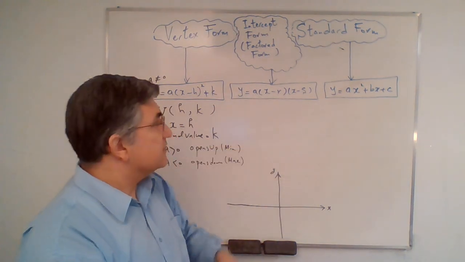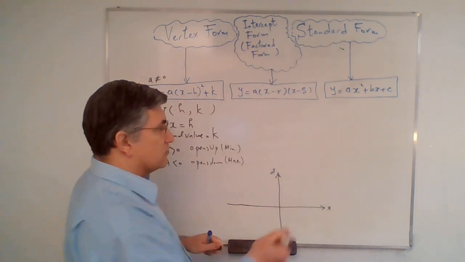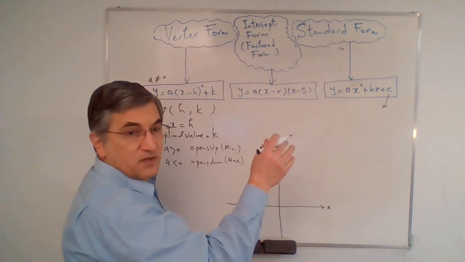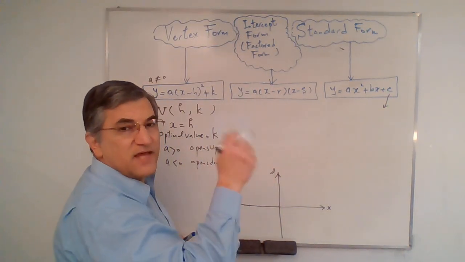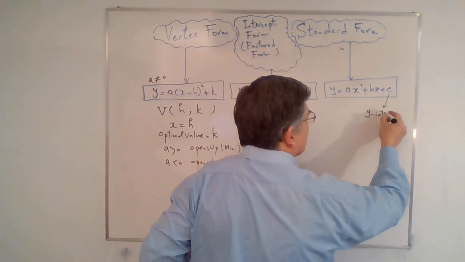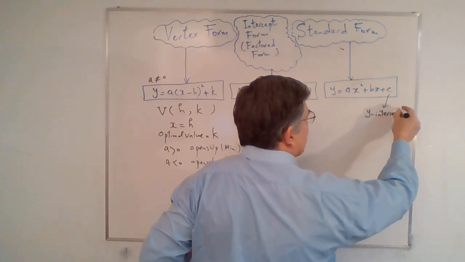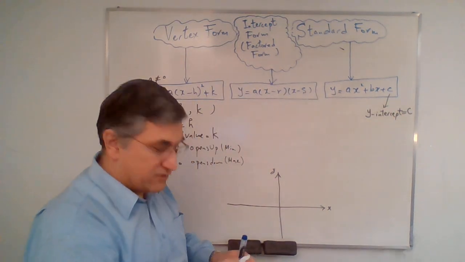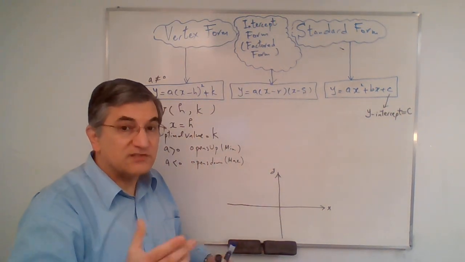But the advantage of standard form is that the c value, the number that you see there, let's say 5, 2, whatever it is, is the y-intercept. So you can quickly, without touching a pencil, say that the y-intercept is equal to the c value. Just looking at the equation, you can tell.